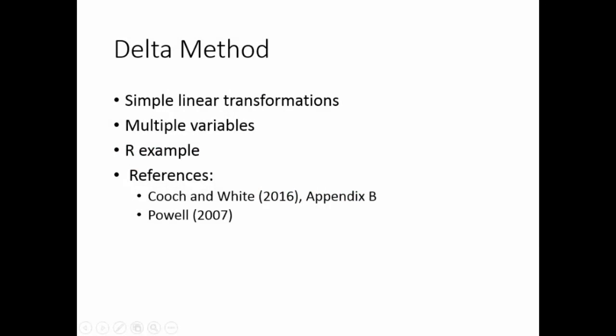In this lecture, we'll go over the delta method. The delta method is a useful tool to have in the toolbox for estimating the variance for functions of parameters. For example, the delta method could be used to estimate the variance for the product of time-specific survival estimates over the time horizon of a study. I'll begin with simple linear transformations, go over transformations of multiple variables, and finish with an example using Program R.